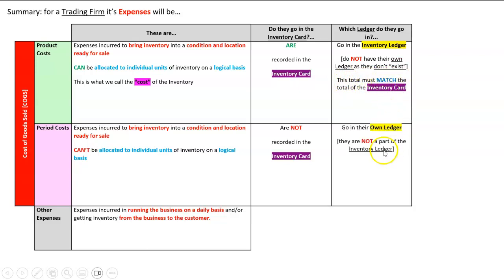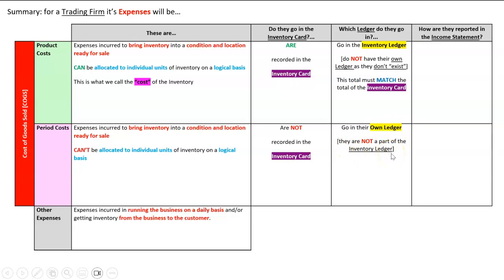What about with period costs? They still keep their own ledger. They are not a part of the inventory ledger. And finally, how are they reported in the income statement? Well, we can see here they're both within something called the cost of goods sold section. So product costs are going to go in the cost of goods sold section, and they'll get reported as what we've been calling cost of sales. Whereas a period cost would go in the cost of goods sold section, but it would go in as itself. So if it's called buying expenses, it shows up as buying expenses. If it's called customs duty, it goes in as customs duty.